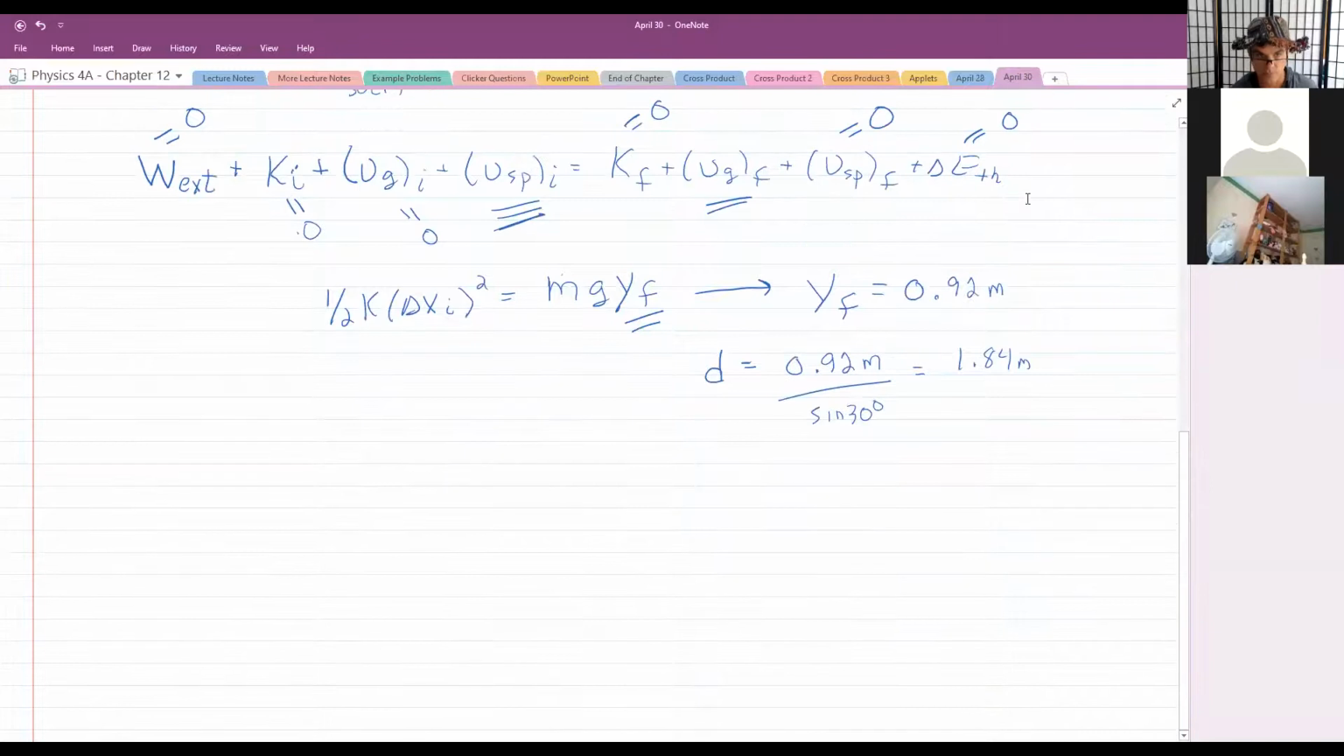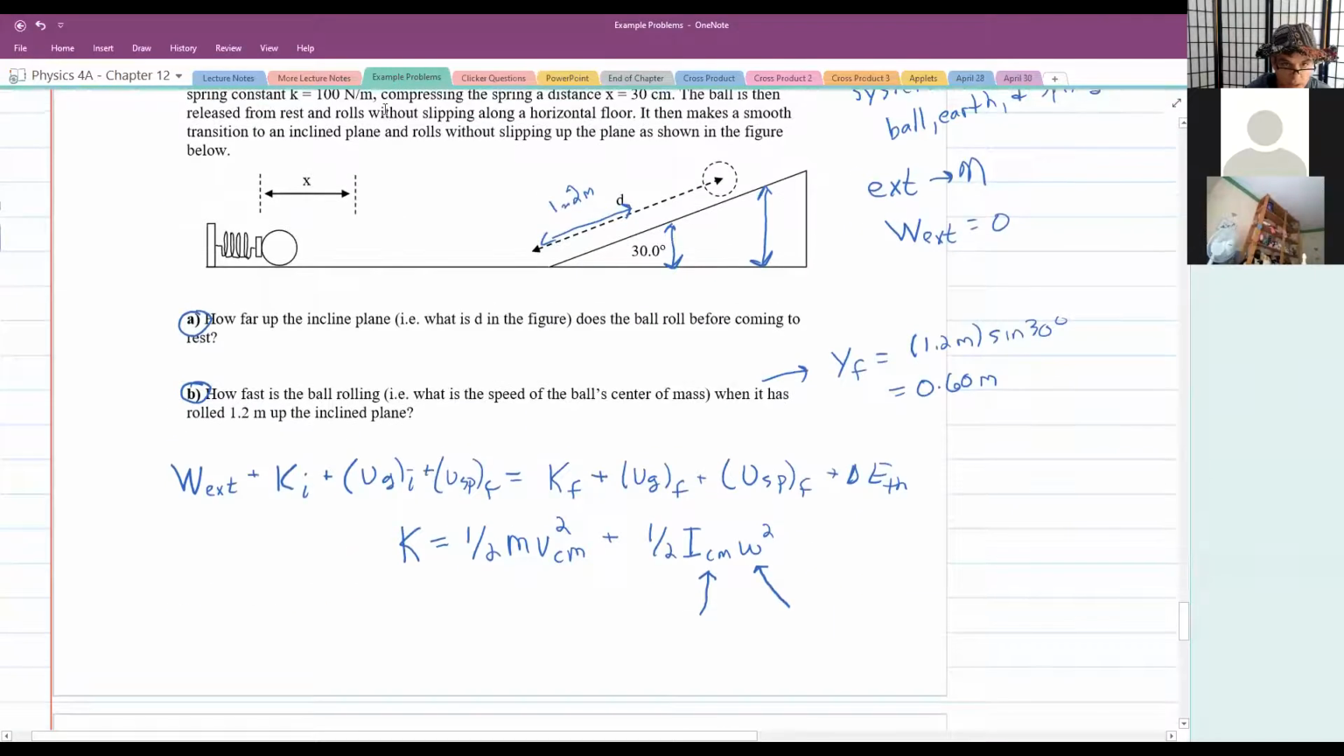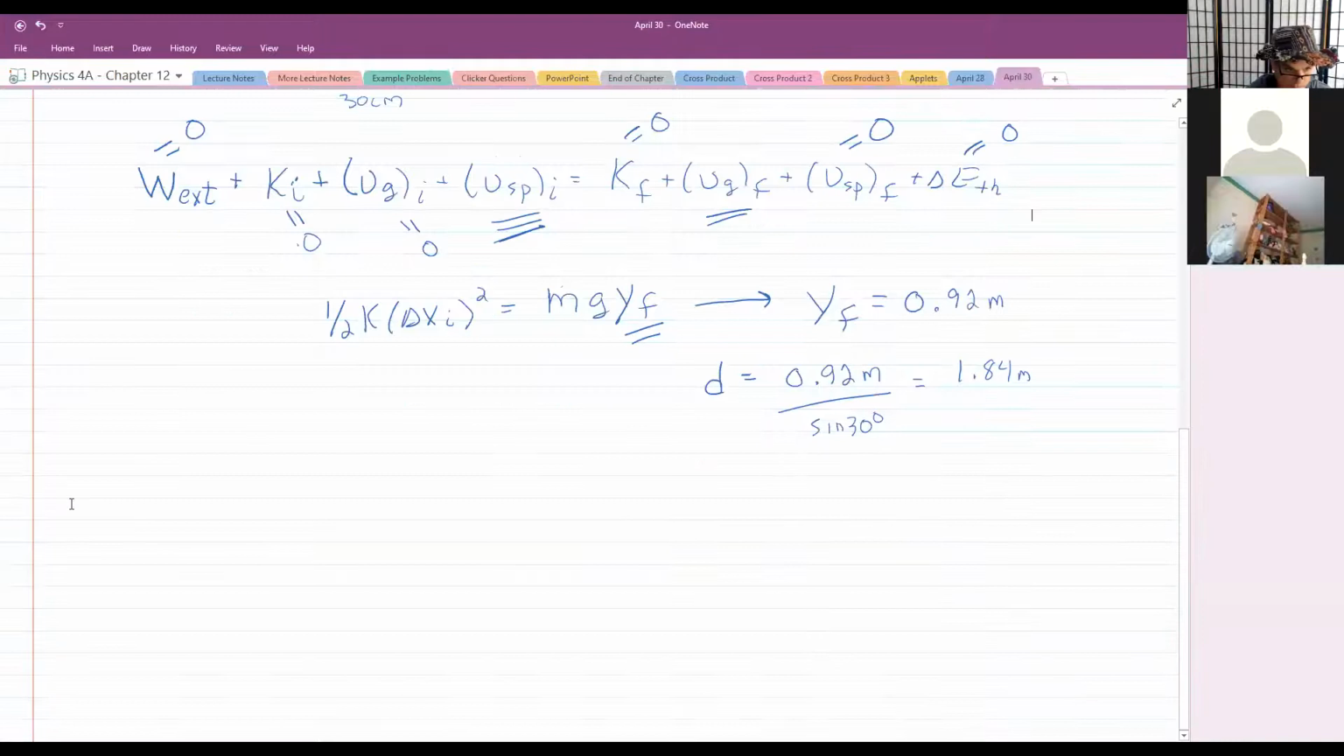Oops. And again, so this is part B. Cannot seem to get this pen thing down. So this is part B.